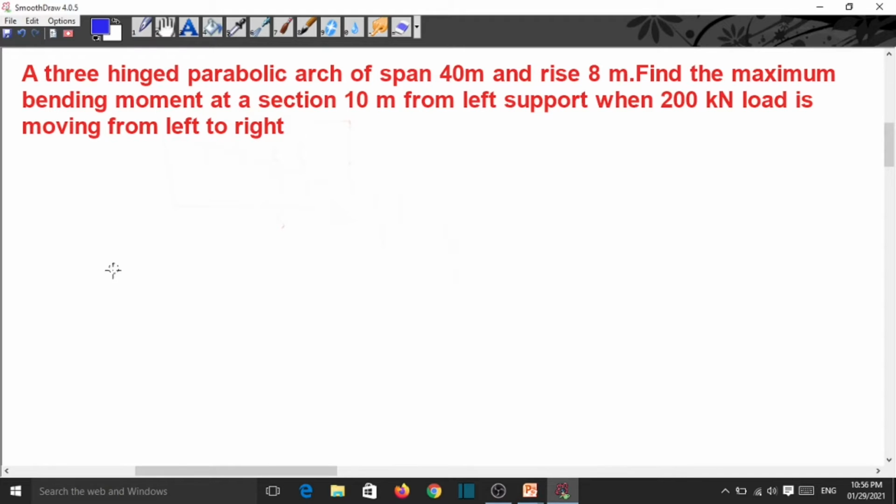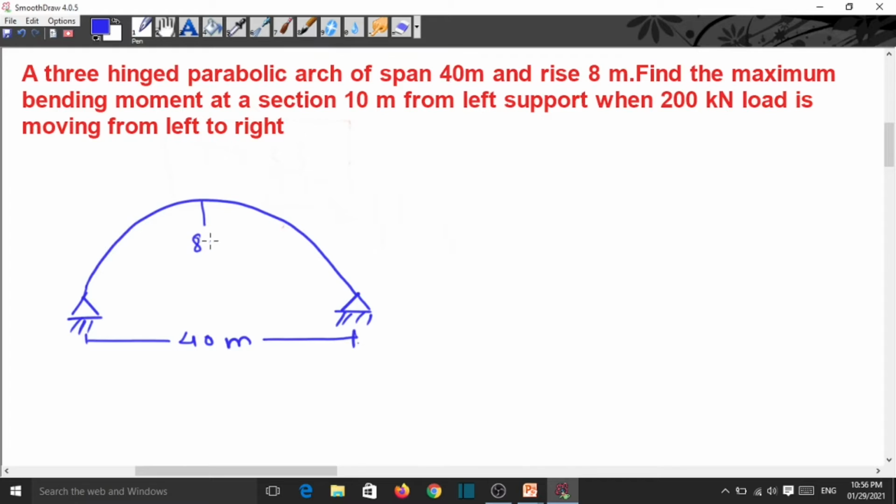Now, suppose this is a three-hinged parabolic arch, and this span is 40 meter and rise is 8 meter. Here is a hinge, here is a hinge, and here is a hinge. The arch is subjected to a load of 200 kN which is moving from left to right, and we have to find the maximum bending moment at a distance of 10 meter from the left end.